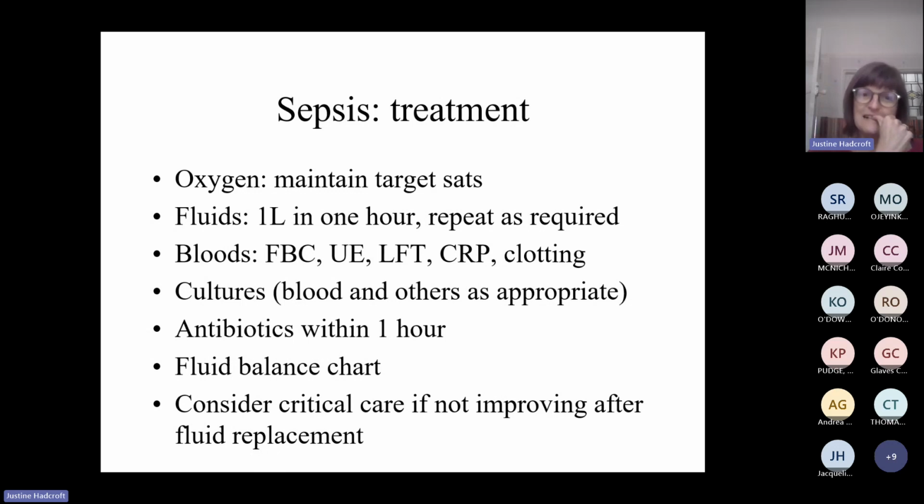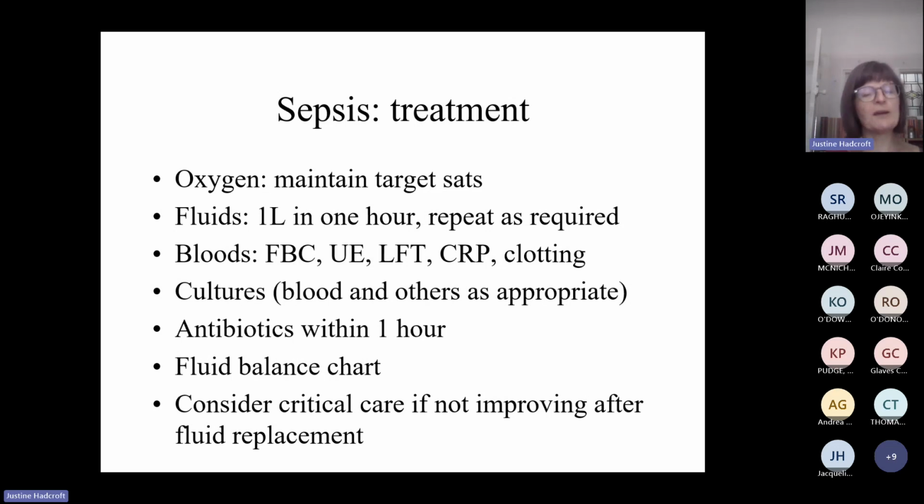So we treat sepsis with the Sepsis 6, and oxygen to maintain target saturation. Fluids are really important. These people are often hypotensive because they're vasodilated. So if you vasodilate and you've got a normal blood volume, you've got a lot more blood vessel volume to fill, so your blood pressure will drop and your tissue perfusion will drop. So we need to improve the amount of fluid in that enlarged space caused by vasodilatation. So we give lots of fluids.